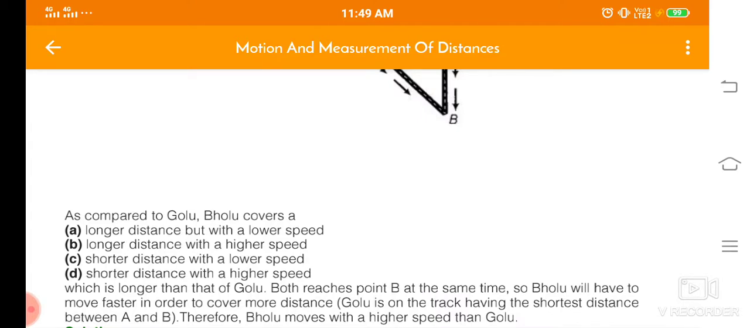B, longer distance with a higher speed. C, shorter distance with a lower speed. D, shorter distance with a higher speed. Bholu's path is longer than that of Golu. Both reach point B at the same time, so Bholu will have to move faster in order to cover more distance. Therefore, Bholu moves with a higher speed than Golu.